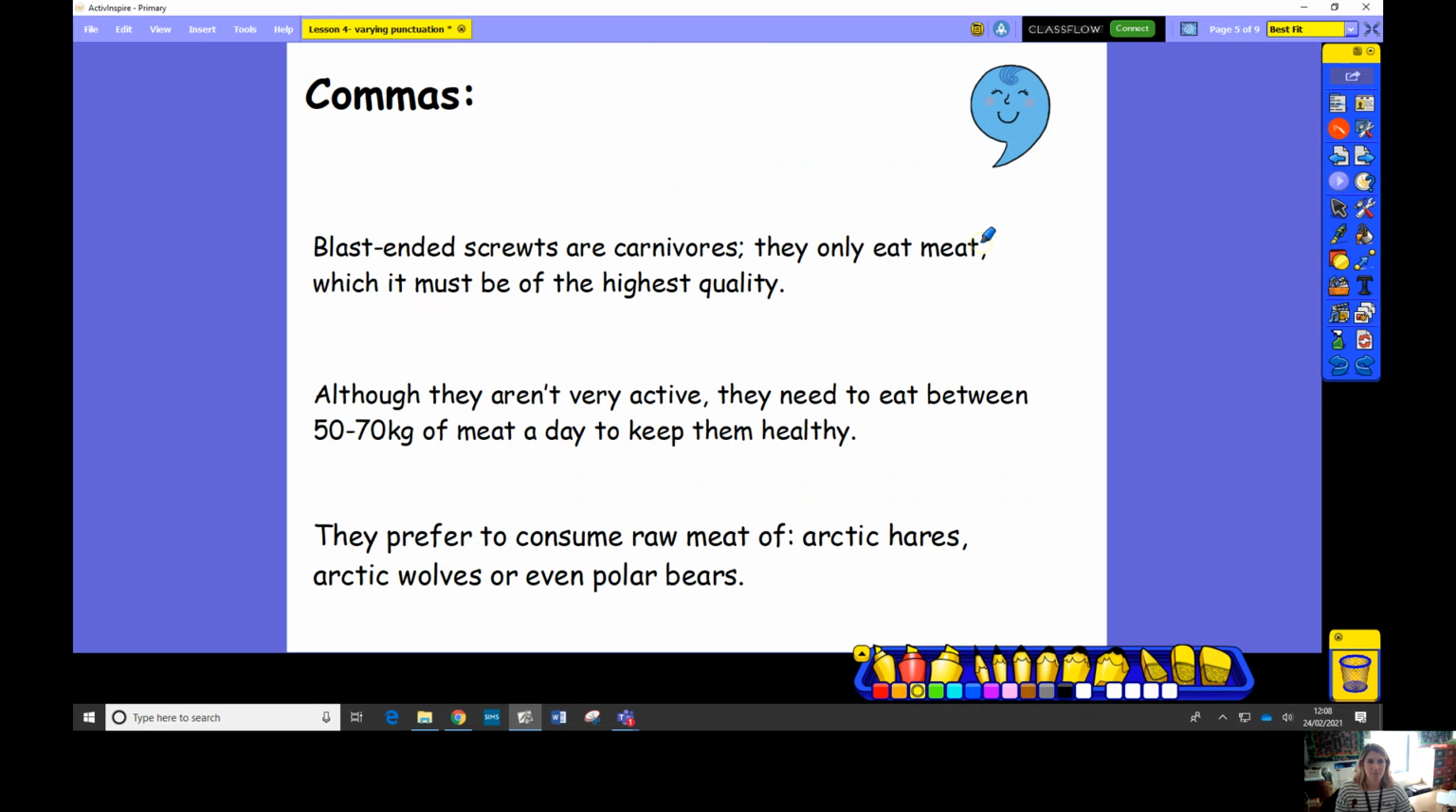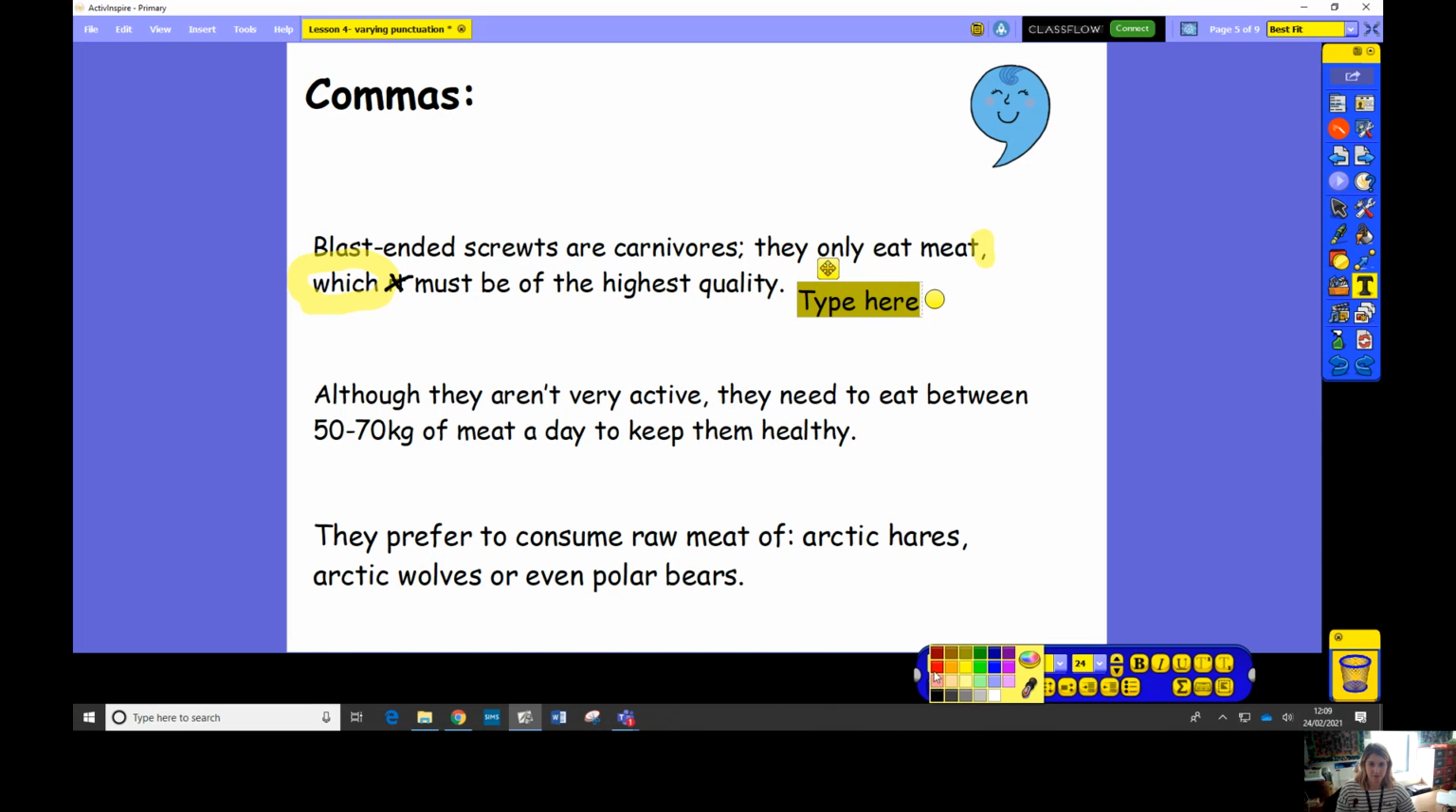So this one is here, the comma. And why is it being used? Didn't anyone recognise what this is? Shout at your computer. It is a relative pronoun. So blast squirts are carnivores. They only eat meat which, that's wrong, must be of the highest quality. So this is because it is separating a relative clause. Now then, if that was in the middle of a sentence, you would then put another comma and then you carry on your sentence. Okay, so we use commas to separate our relative clauses.